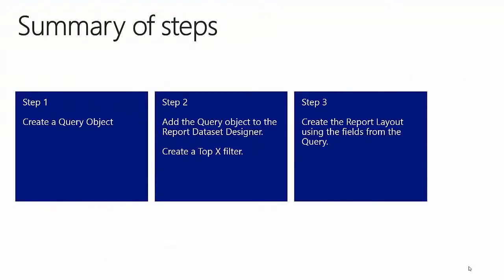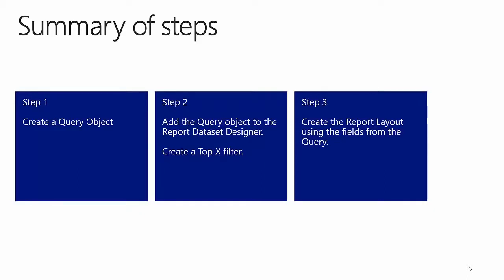Let's go over the steps once more. In the first step, I created a query object in which I fetched information from the customer and the customer ledger entry table. Then in step 2, we added the query object via an integer data item and a little bit of programming to the report dataset designer. And we also added a dynamic top X filter.